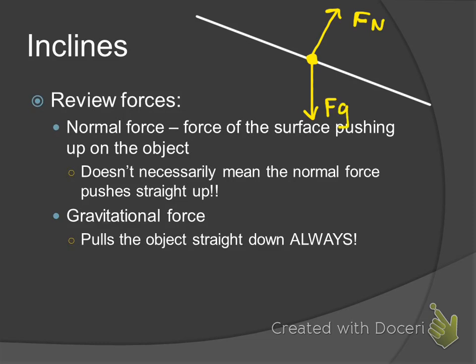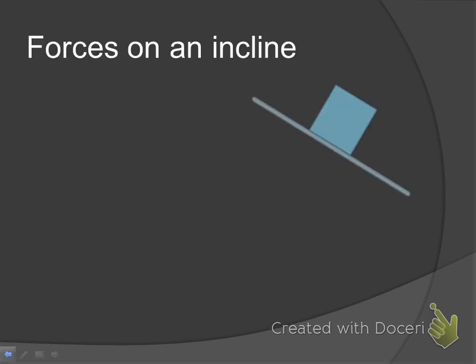Okay, so now these two forces are not directly offsetting each other. We've got this tilted inclined surface that's making it a little bit more difficult, and we're going to have to look at the components of one of these forces pretty soon. Okay, but now we realize that the normal force and the gravitational force do not directly offset each other on an inclined surface. So let's talk about what happens to these inclines.